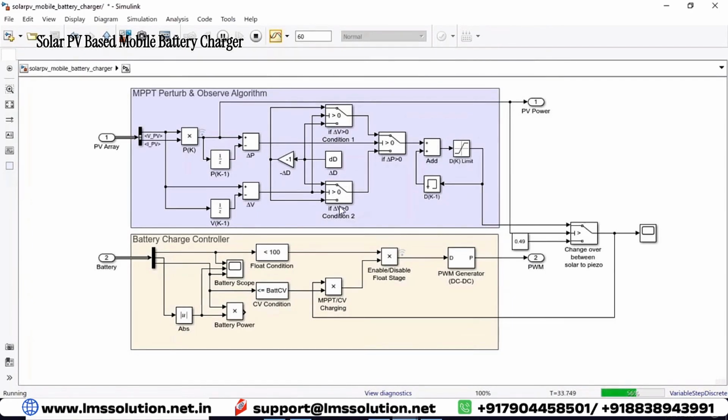That means if this condition is true, it increases the duty cycle. If the condition is false, it decreases the duty cycle. By means of this, we apply the P&O algorithm. Finally, we will get the duty cycle.